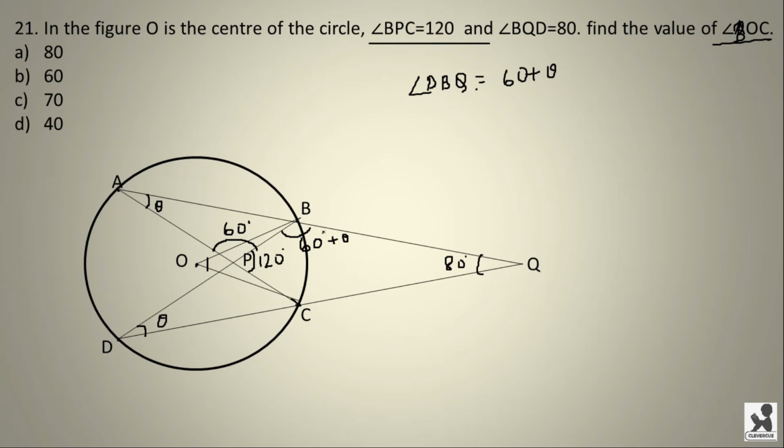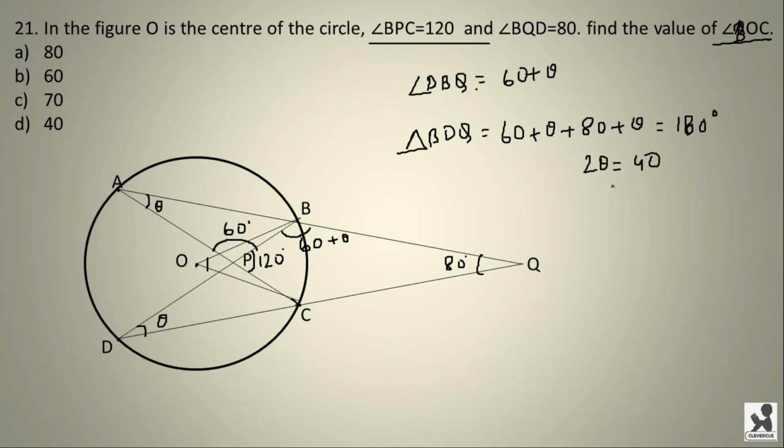And now if we consider triangle BDQ, we get 60 plus theta plus 80 plus theta equal to 180 degrees. And now 2 theta is equal to 40 degrees, and we get theta is equal to 20 degrees. But we need to find the value of 2 theta.